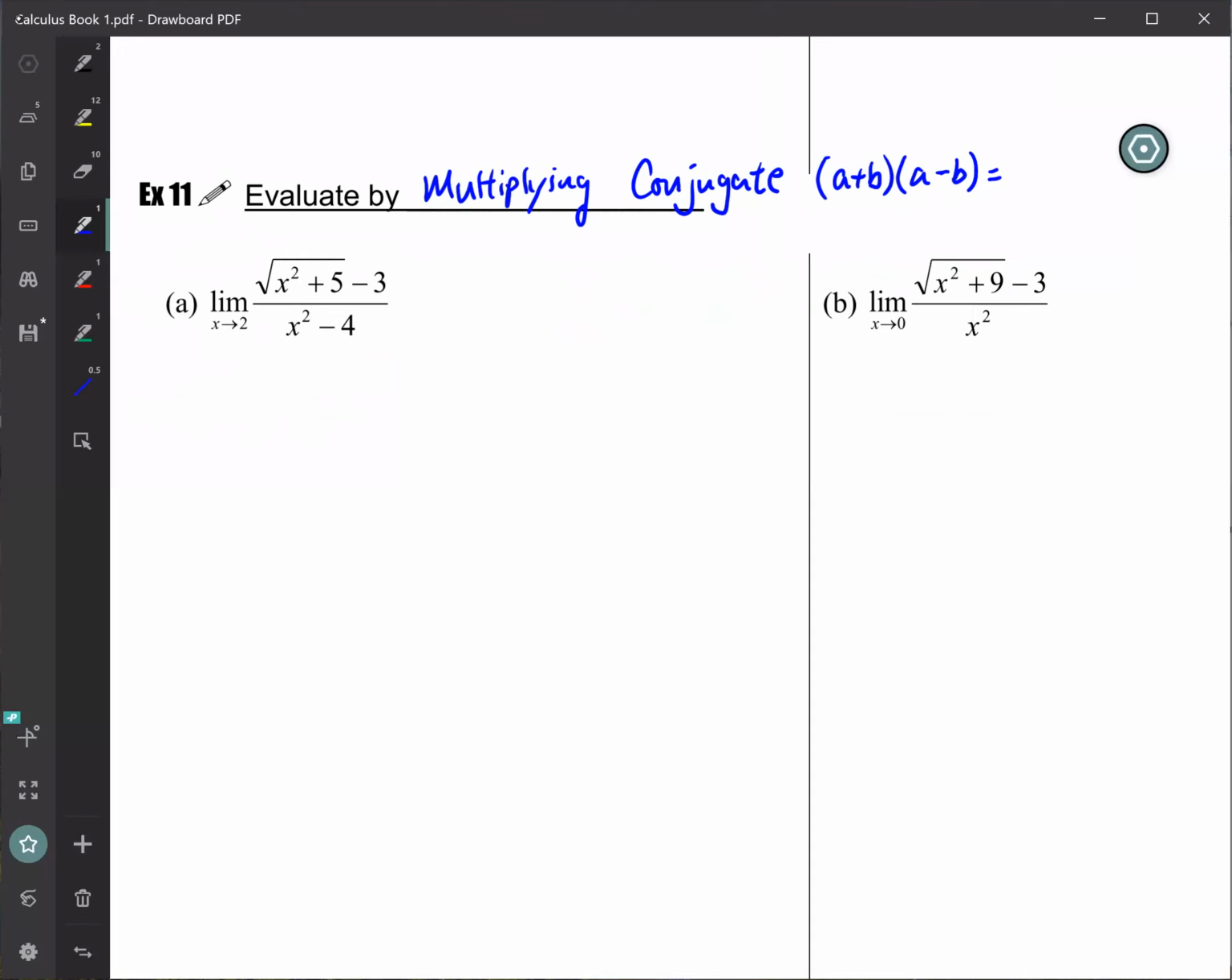Wait. Was it just a squared minus b squared? That's correct. This one has a special name. It's called the difference of squares. Right, it's subtracting the two squares.